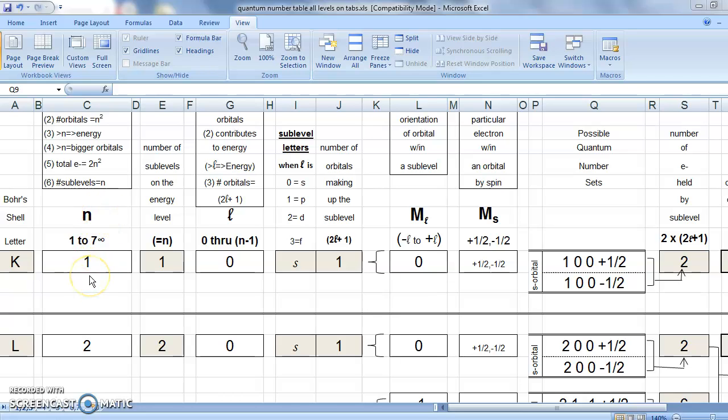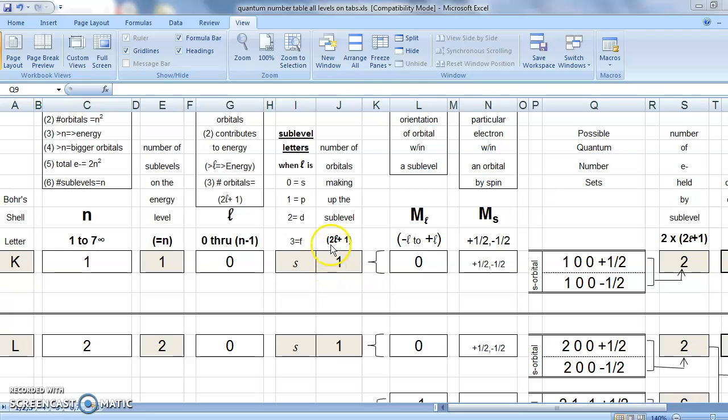When that first number is a 1, the second number has to be a 0, because the second number is 0 to the first number minus 1. The first number is a 1. 1 minus 1 is 0. So the second number has to be a 0. When the second number is a 0, we know the spectroscopist would call that the s sublevel. There is one orbital making up the s sublevel.